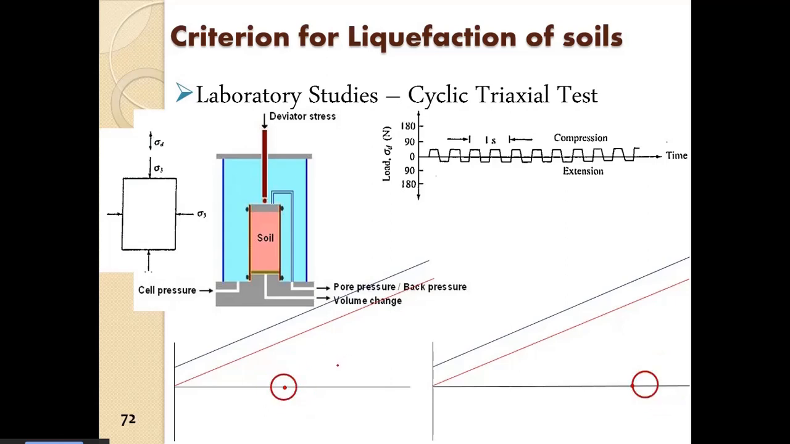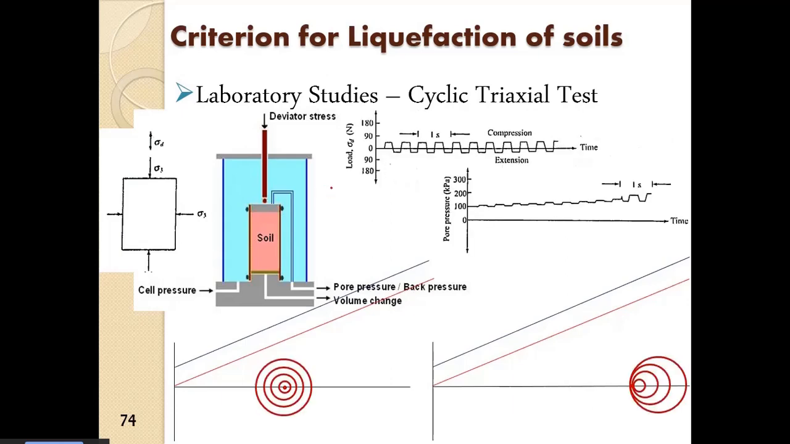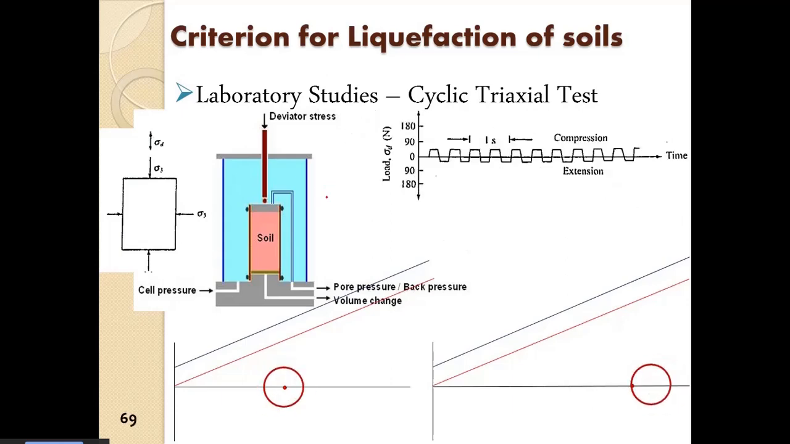And then again, now we have applied up to the maximum sigma deviator, right? So this is the maximum sigma deviator, then we start releasing. As we start releasing, again the diameter of the Mohr circle will start to shrink, and it will again come back to the same point. So this is 100 kPa, and this is again 200 kPa.